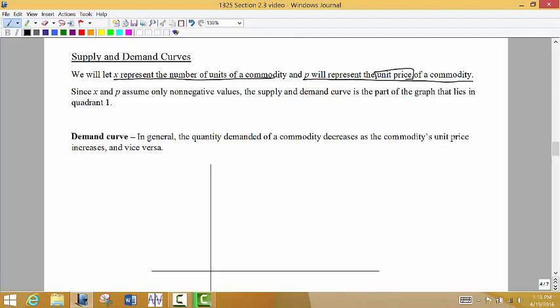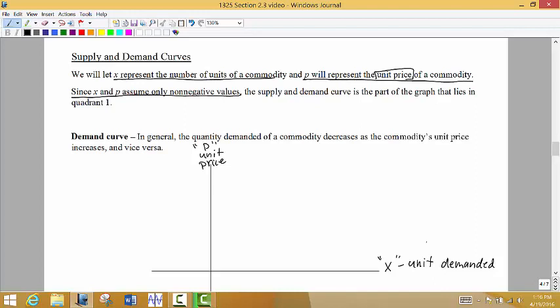Since X and P, of course, we cannot sell a negative number of units and we don't have a negative price. They're going to be non-negative values, and we're going to be working basically in quadrant 1. So we're going to analyze these ideas using a graph. So here I have quadrant 1 graphed, and we're going to let X represent the units demanded, and I'm going to put the demand along the traditional X-axis here. And we're going to let unit price be the traditional y-axis here. So this is going to be P.